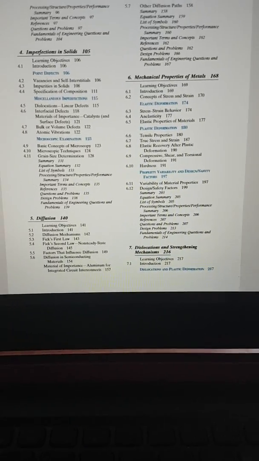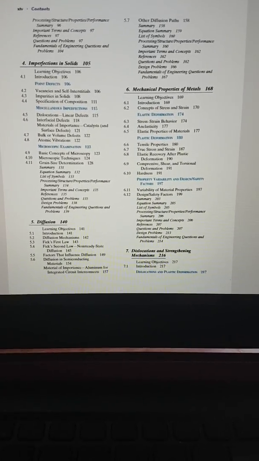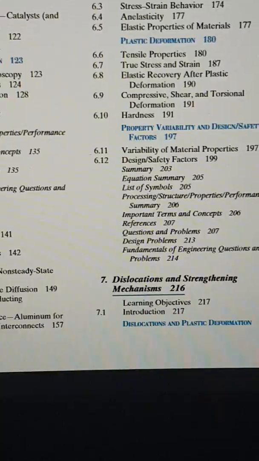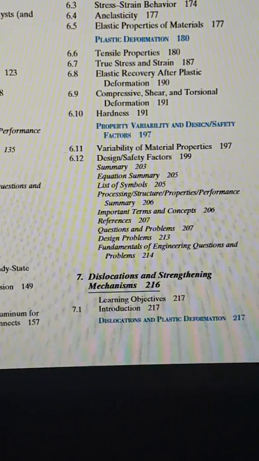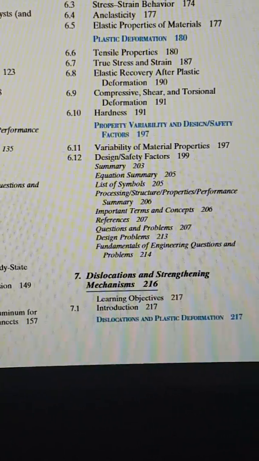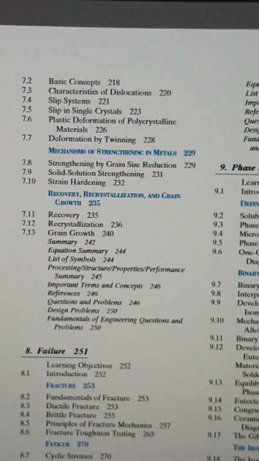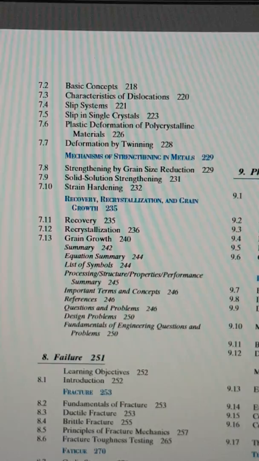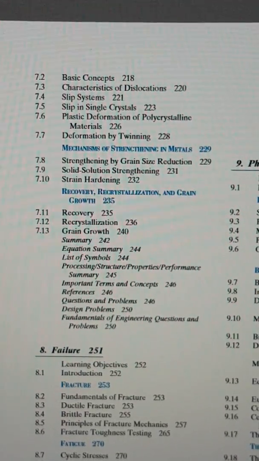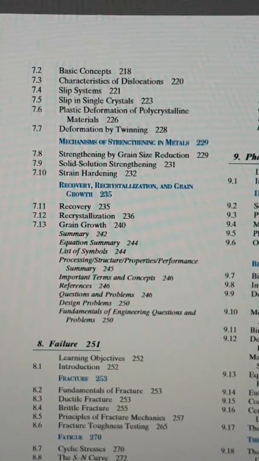And chapter 7, you can see it there is dislocations and strengthening mechanisms. We're going to see all the dislocations and strengthening mechanisms, dislocations and plastic deformation in materials. And we're going to talk about some basic concepts and mechanisms of strengthening in metals, the recovery, recrystallization, and grain growth.